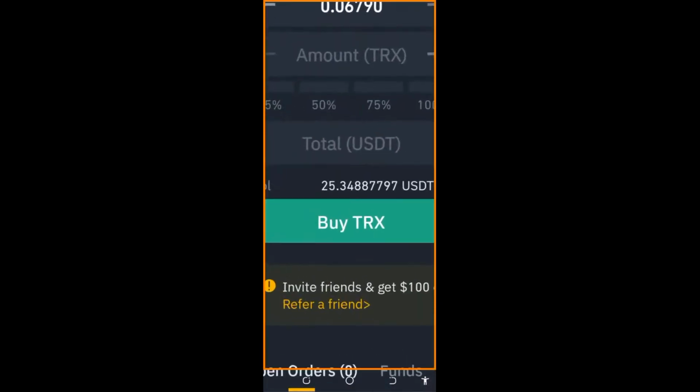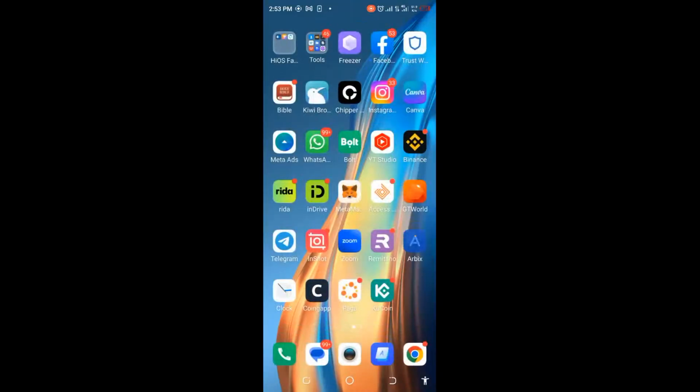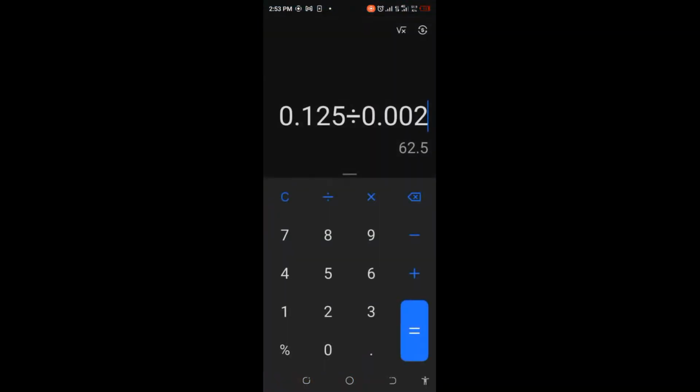Okay, so well, we made profit actually, but don't forget we had a lot of transfer fees. You can see here, it started out at 25.28, okay? And so here we are at 25.34. Let's check that out. 25.34 minus 25.28. 6 cents.